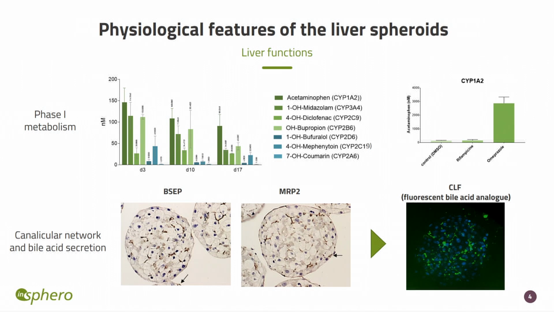Moreover, these liver spheroids synthesize their own endogenous bile acid, and we also have the expression of bile acid export pumps such as BSEP and MRP2, which you can see in the histological slides here. We also have an active bile canaliculi secretion, which you can see in this image as the green fluorescent bile acid analog is being taken up by the hepatocytes and then secreted into the bile canaliculi.